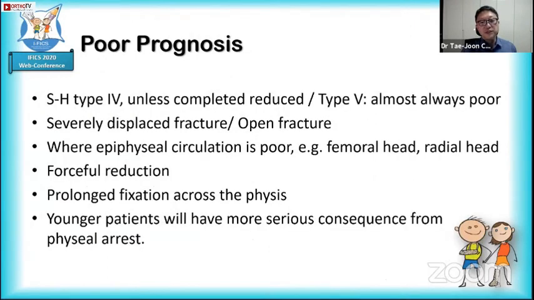Several factors predisposing to physeal arrest have been suggested. Salter-Harris type 4 and 5 have a significantly high risk of physeal arrest. Severely displaced fracture, open fracture, and fracture of epiphysis with poor circulation, such as femoral head and radial head, have higher risk. Forceful reduction and prolonged fixation across the physis are iatrogenic factors predisposing to physeal arrest. Finally, younger patients have more growth potential, so they will have serious consequences from physeal arrest, if ever.